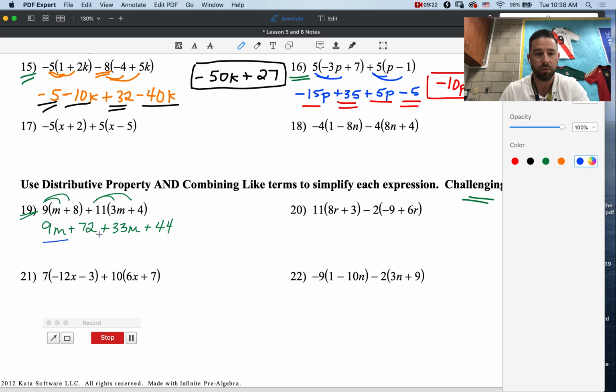So let's look at our m's. We have 9m and we have 33m. Okay, so 9 and 33, if you combine them together, I think you get a 42. 42m. Now let's go over here. And we have 72 plus 44. I think we get 116, I believe.